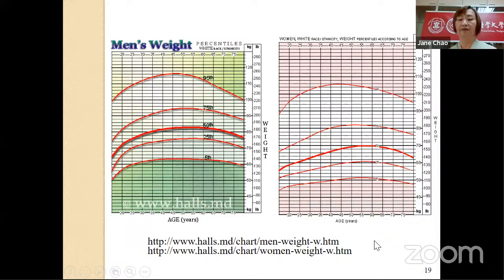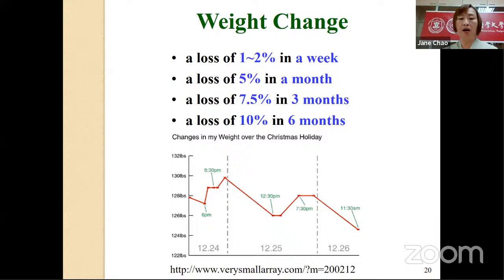Body weight changes. Clinically, there is a definition for body weight changes: a certain degree of decrease in a certain period of time. For example, a loss of 1 to 2% of original body weight in a week, or a loss of 5% of original body weight in a month, or a loss of 7.5% of original body weight in 3 months, or a loss of 10% of original body weight in 6 months. Those situations we call body weight changes in clinical settings.